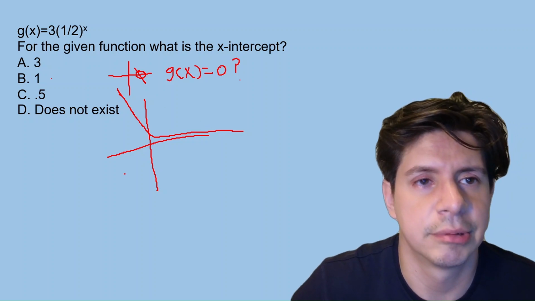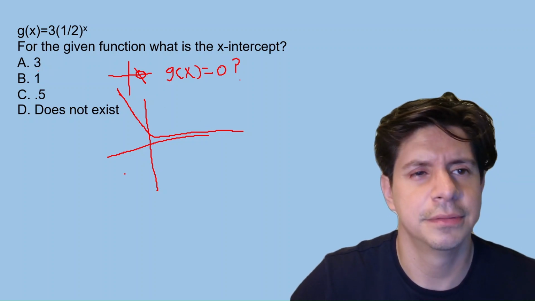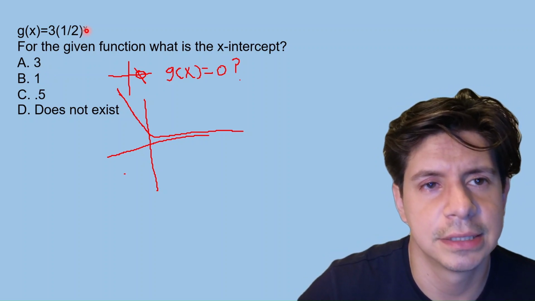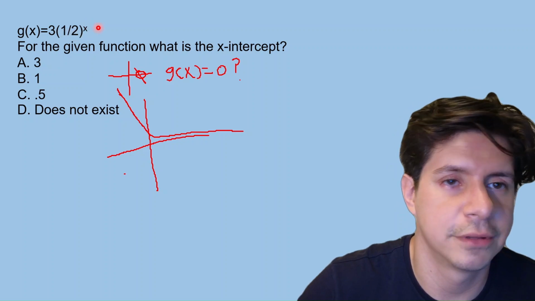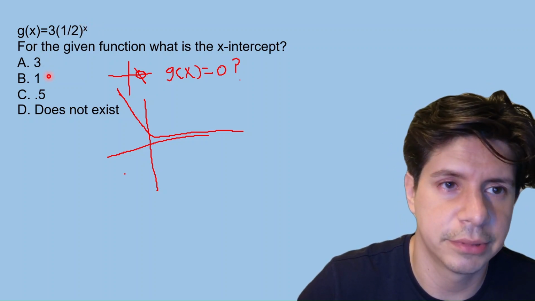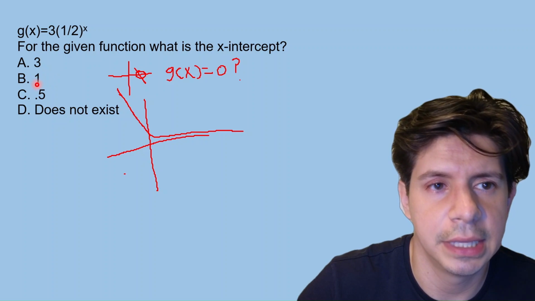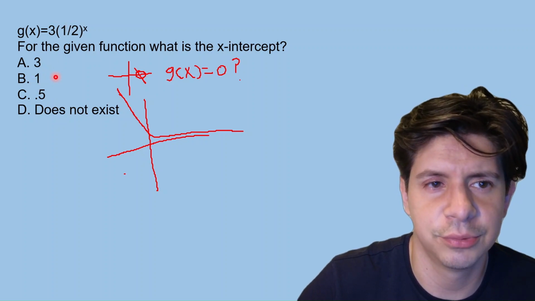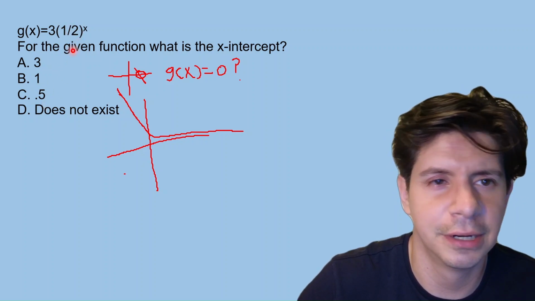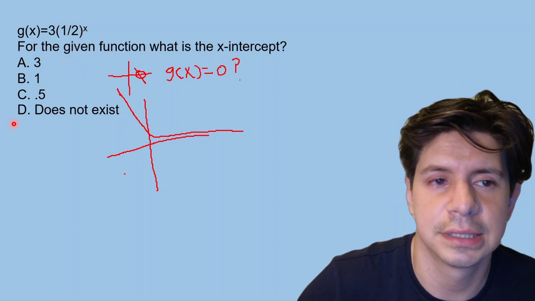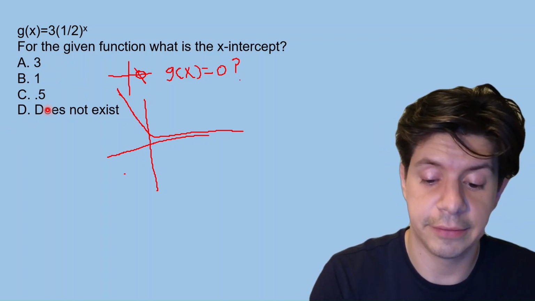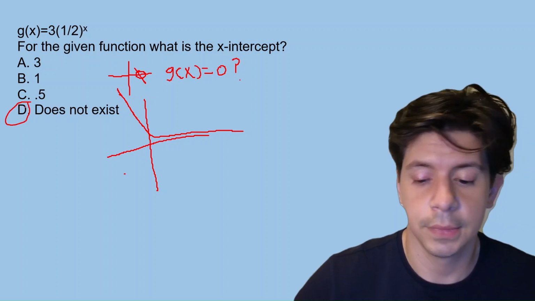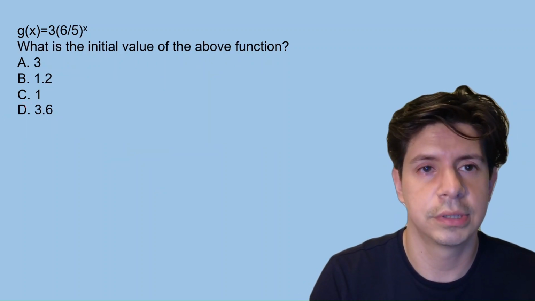the answer choices. We have A equals 0, or A equals 3, which doesn't work. That would be the y-intercept when x is 0: 1/2 to the 0 power is 1, and 3 times 1 is 3. B is 1, so that also doesn't work. And C is 0.5, that doesn't work either. So none of those work. It's D, does not exist, because it never actually crosses the x-axis. All right, so now let's try the next question.